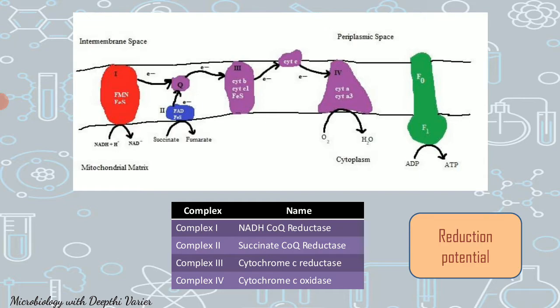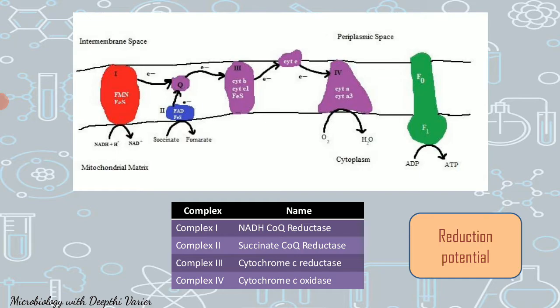The second complex, shown in blue over here, is the succinate reductase. Again, if it is a mitochondrial cell, it is called succinate CoQ reductase. So the first one is NADH reductase and the second one is succinate reductase. The third complex, complex 3, is also known as cytochrome C reductase. And the fourth one is called cytochrome C oxidase or oxidoreductase. So cytochrome C reductase is complex 3, whereas cytochrome C oxidase is complex 4.